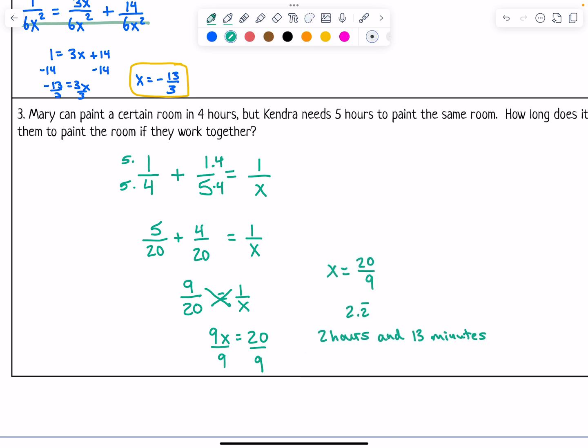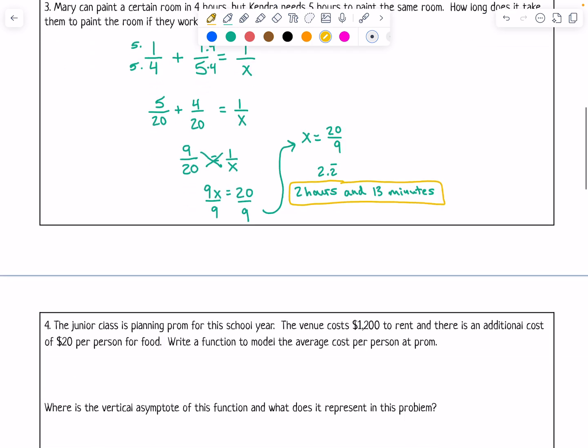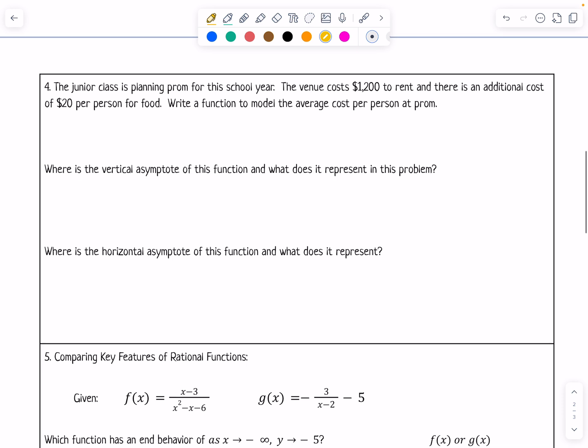Okay, so I'm just going to scoot it up there. And that is it for number 3. So that would be our best answer. And if you put it as a decimal and leave it that way, it's okay. I just want you to practice trying to convert it to hours and minutes, since that's what you'll most likely see on a question. Okay, number 4 says the junior class is planning prom for this year.